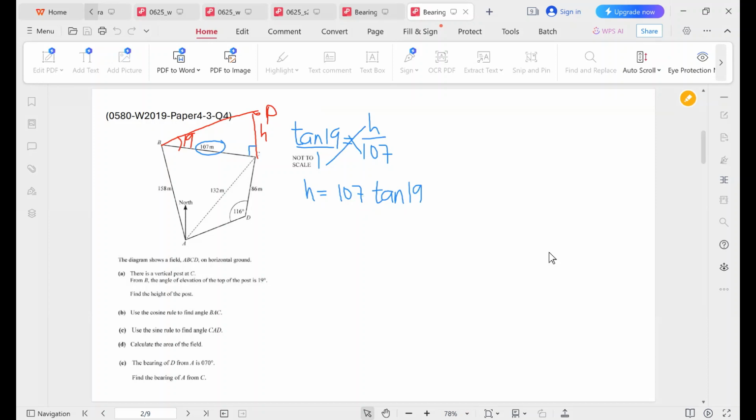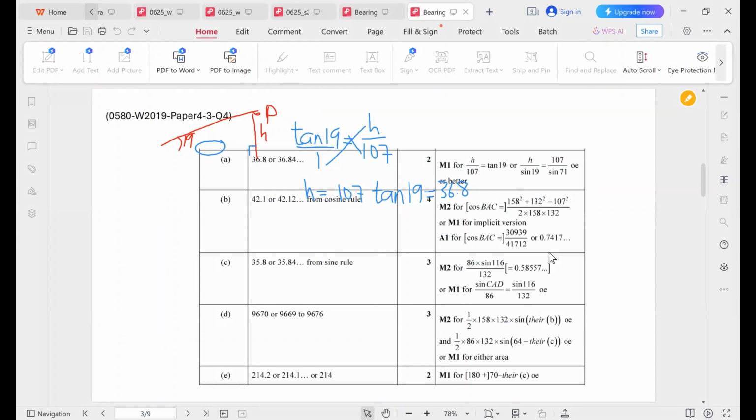And that gives us 36.84. With three significant figures, we have 36.8. Let's check to make sure we're on the right track. Yes, the answer to A is 36.8 or 36.84.